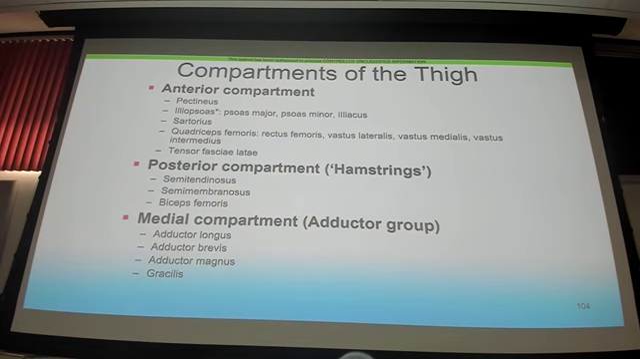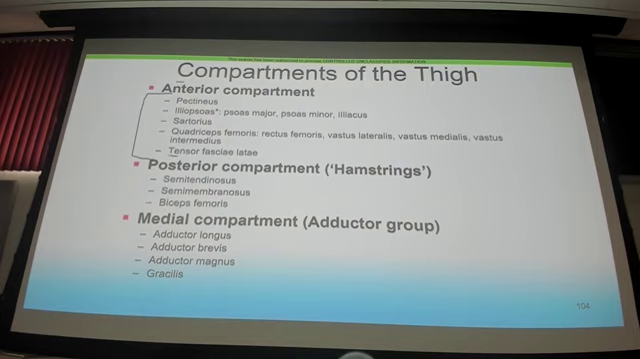Let's go through this slide, then we're going to cut and come back. Anterior compartment, here is the list of all your muscles in it. Pectineus, iliopsoas. Remember, iliopsoas is a combination group of muscles: psoas major, psoas minor, and iliacus. Sartorius, you have quadriceps femoris, or that group of muscles, right? And then tensor fasciae latae. We're going to go through each one separately.